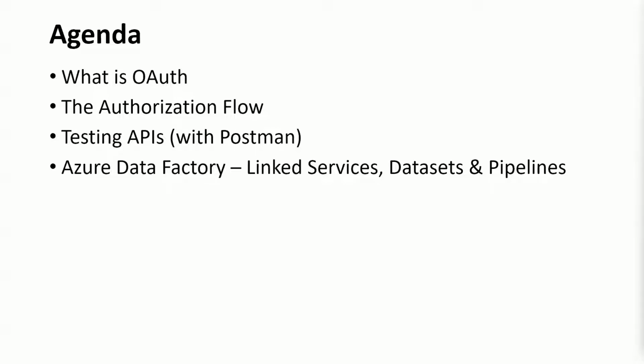Today we're going to talk about OAuth quickly. I'll give you a quick few sentences on what that is and what that means. Then we're going to look at arguably the most important part of it, which is the authorization flow. We're going to look at a way to test APIs, and specifically, I'm going to use Postman for that. We'll talk about that in more detail when we get there. And after all of that is said and done, and we get our API to actually work the way we need it to, then we'll look at Azure Data Factory: how to build your pipeline, set up your linked services, and the datasets and all the rest of the stuff that you need to build.